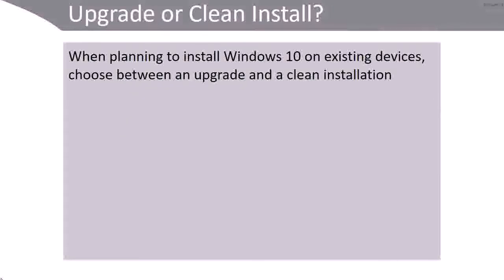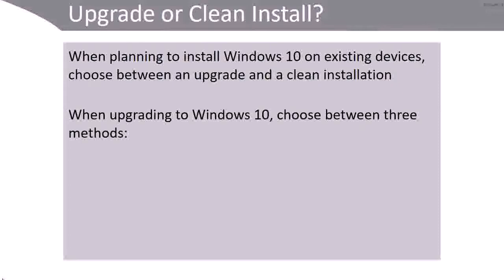When planning to install Windows 10 on an existing device, you must choose between an upgrade and a clean installation. When you're upgrading to Windows 10, you can choose between three methods. An in-place upgrade, which is the preferred method. It's probably the easiest to do. A side-by-side migration. This is where you have a new computer and your old computer, and you migrate the settings from your old computer to your new computer. The advantage of this is that you still have your old computer if you need to roll back.